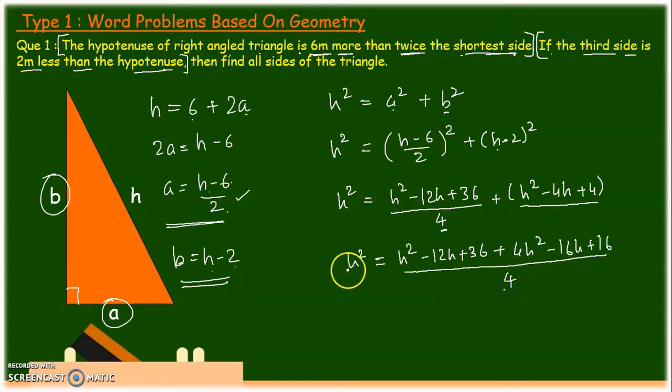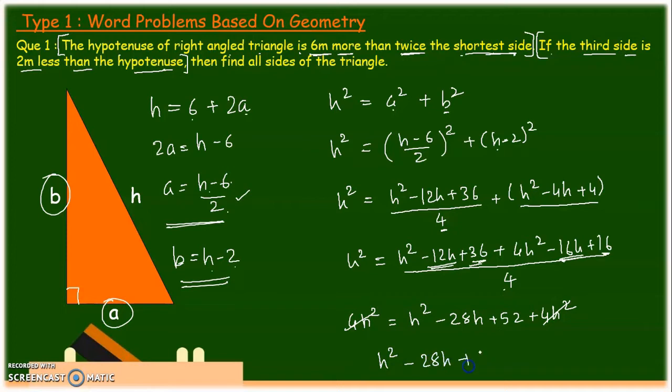Now take this 4 to the left hand side, so it becomes 4h square equals, on this side, h square, so minus 12h minus 16h, so it becomes minus 28h. 36 plus 16 becomes plus 52, and keep this 4h square as it is. Here we can cancel out 4h square. So we get the quadratic equation, and the equation is h square minus 28h plus 52 equals 0.